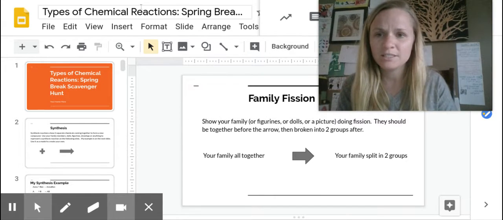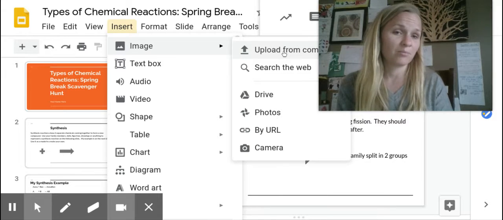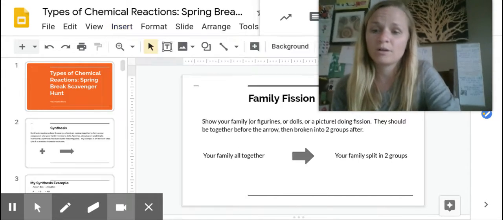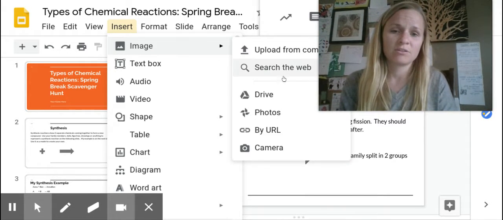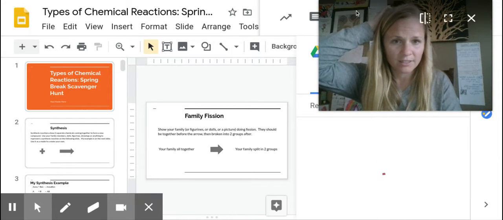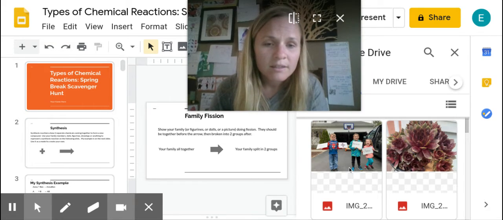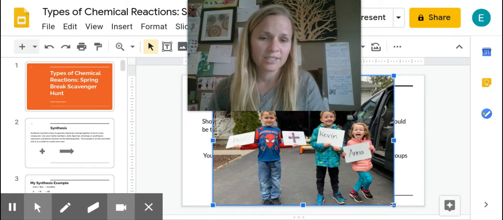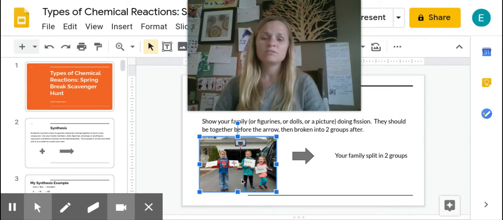If I want to insert, I would go to insert and then image. And then if it's on my computer I can go to recent, or if I put it in drive, I can go to the drive, and then I'm probably going to find it under recent. And yep, there it is. I'll insert it, and then I'll shrink it down to the right size and put it in there.